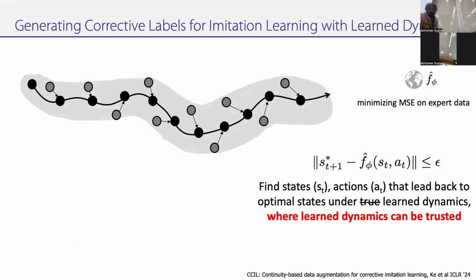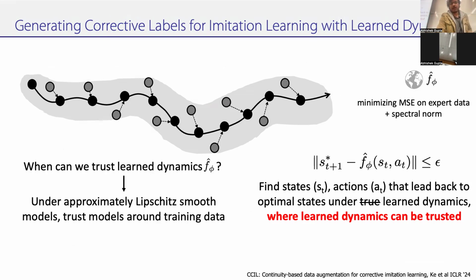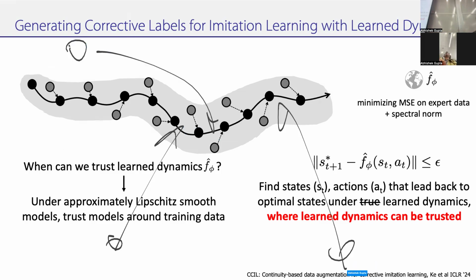I'm going to skip a lot of the details here, but if you can show that your model F phi hat was reasonably smooth, then you can show that if I constrain my search to only be in the regions where the model can be trusted, then you won't generate magic hallucinations like going from here to here, or here to here. You'll be in the things that are reasonable.